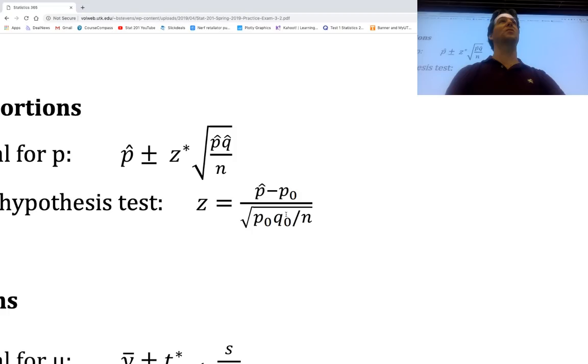So let's take a look right here. I don't know if we missed anything else. Z and T are test statistics, or they're critical values. Do you guys see anything else in the formulas?